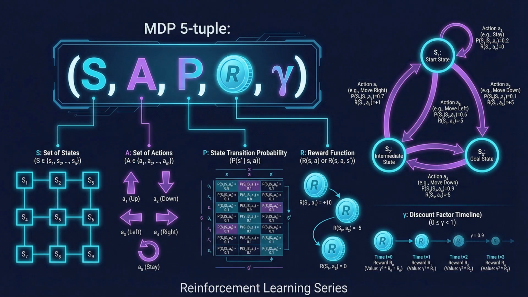The mathematical foundation of RL is the Markov decision process, or MDP. An MDP is defined by 5 elements: S, the set of possible states; A, the set of available actions; P, the transition probability function; R, the reward function; and gamma, the discount factor. The Markov property states that the future depends only on the current state, not the history. This simplification makes the problem tractable while still capturing many real-world scenarios.